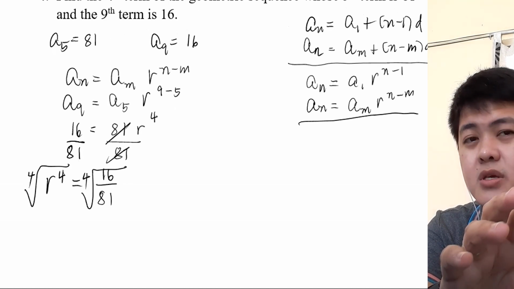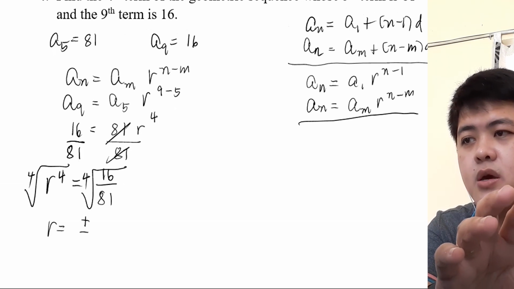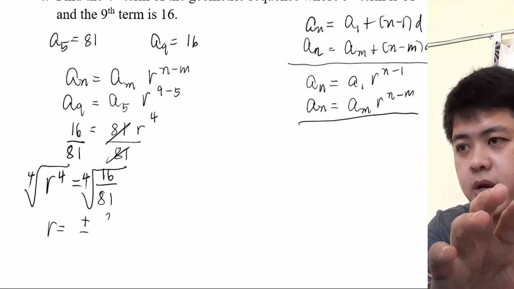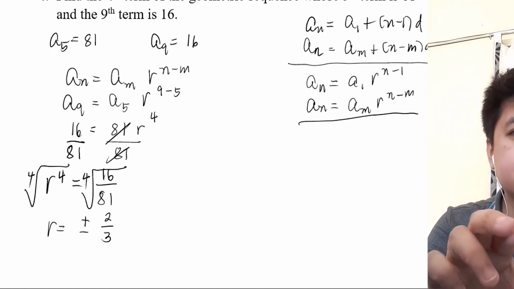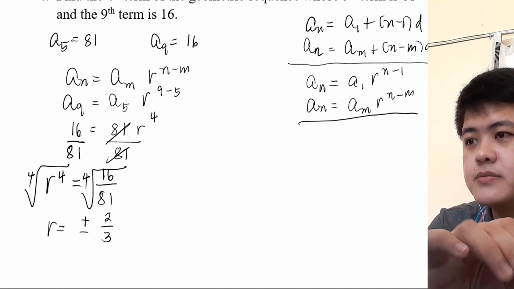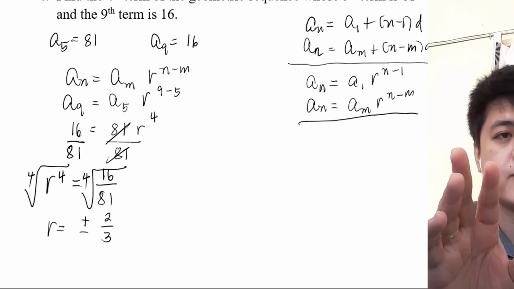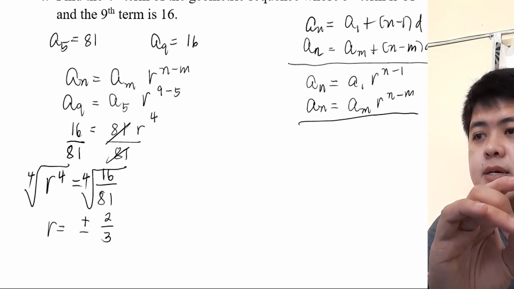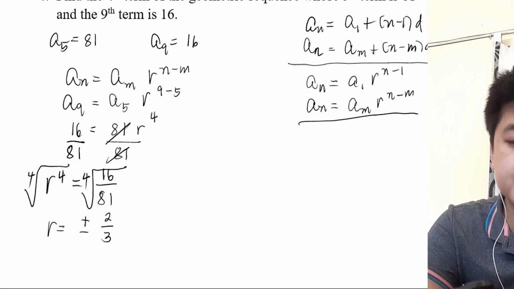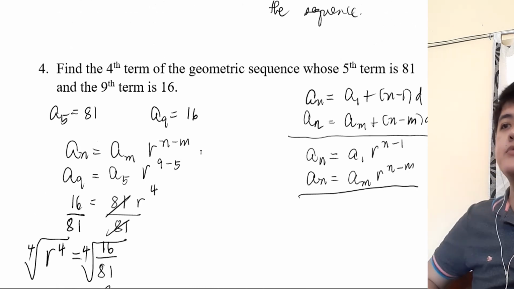Fourth root, the index is even. So therefore, we'll have two values: plus or minus 2 over 3. Am I correct? Is it 2 over 3? Fourth root of 16 is 2. Fourth root of 81 is 3. Right? Yes, sir. But nothing here says it's positive.